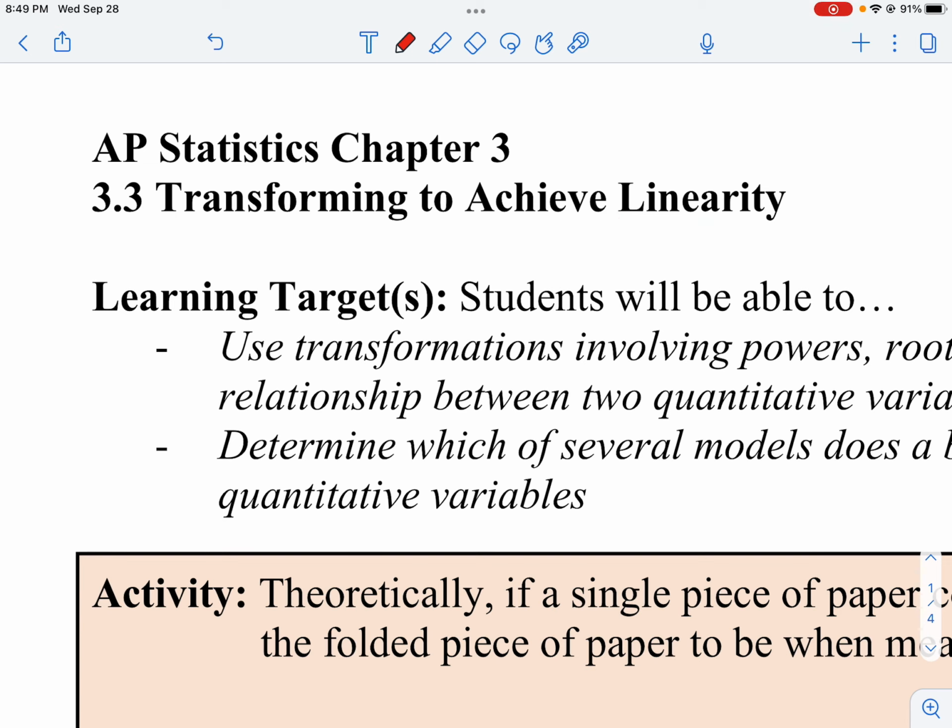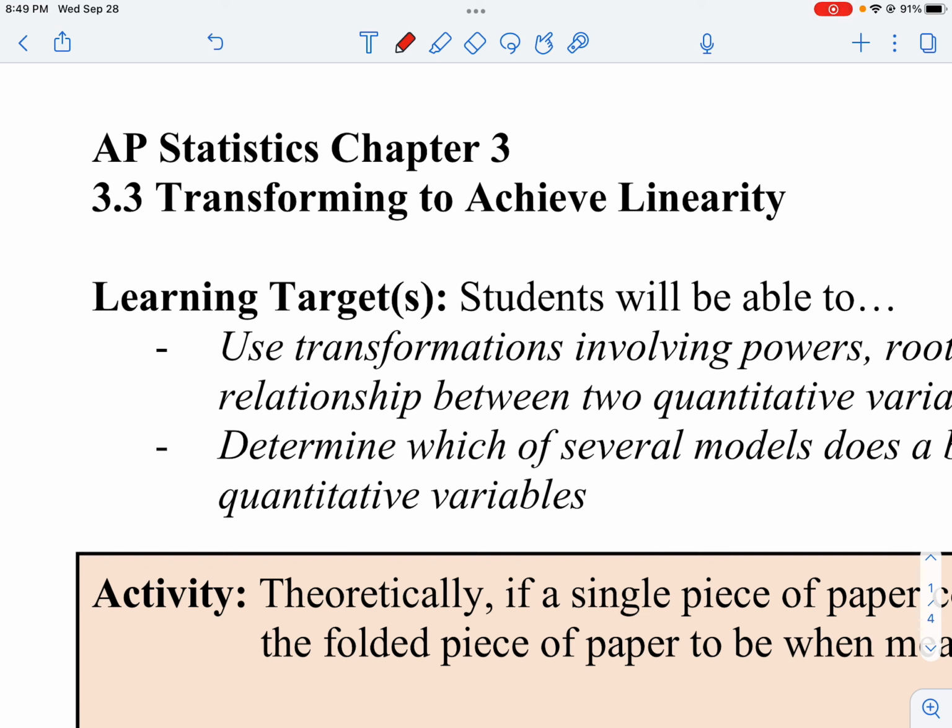In 3.1, we learned about scatter plots and correlation and talking about if the form is linear or nonlinear. And in 3.2, we talked about our least squares regression line, or in other words, our line of best fit, or even more simply put, a line that matches the points within our scatter plot. That's really what our least squares regression line is. It's a single line that best summarizes our scatter plot and fits our data the best.